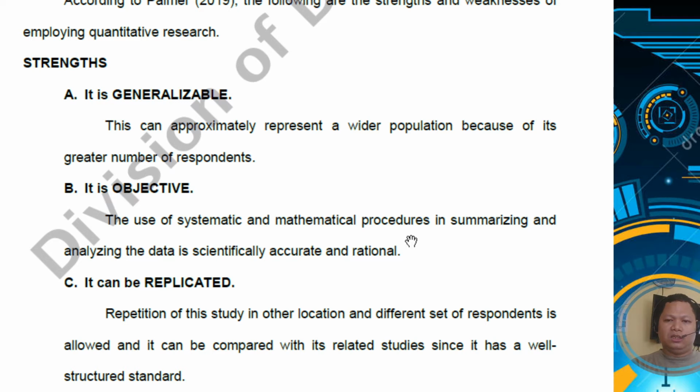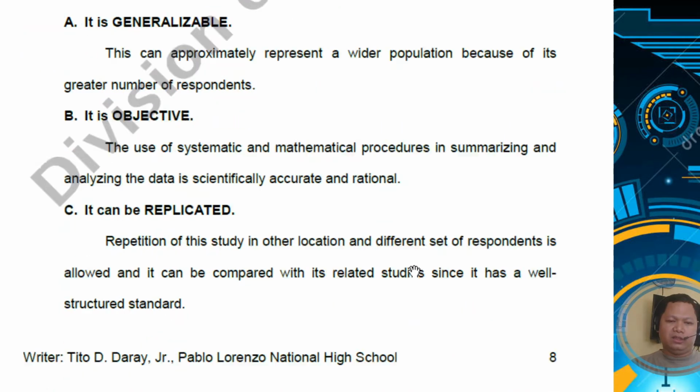Okay, and in analyzing data, it is also based on statistical tools. So you already learned that in your probability and statistics in grade 11. I hope you recall those tools, especially the Pearson R, t-test, etc. Okay, and letter C, it can be replicated.